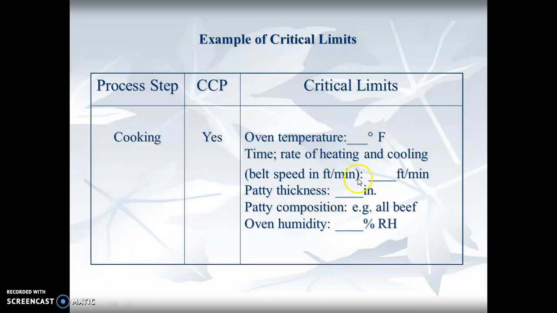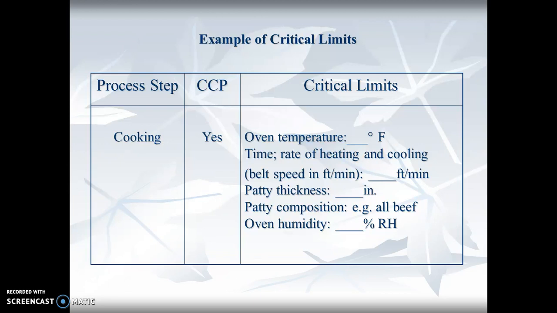So at that point, you have oven temperature. What's your oven temperature, in Fahrenheit, to make sure it's safe? Time, rate of heating, cooling, belt speed. If you're cooking it on a conveyor belt that's going through an oven, you might allow it to sit in there so many feet per minute as far as your belt speed. If it goes through too fast, then it's the time that did not allow the oven to reach the temperature for the food product. Patty thickness makes a difference. The thicker the patty, the longer it needs to stay in there to reach that higher temperature.